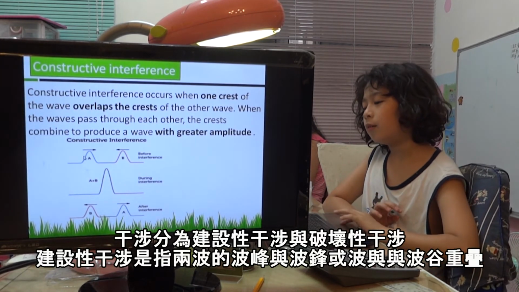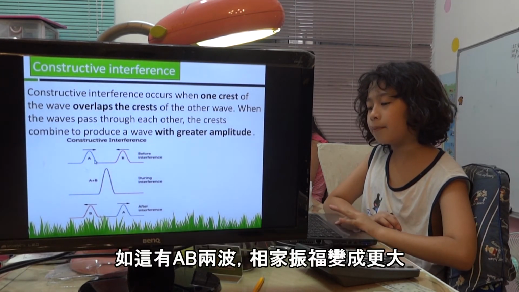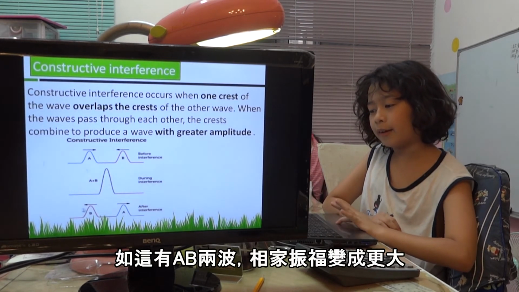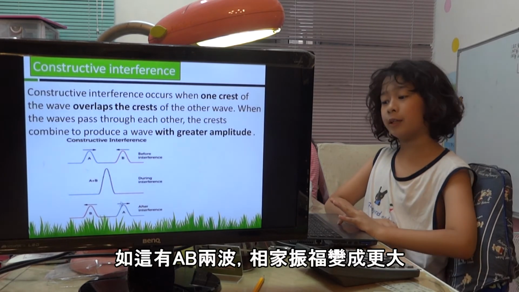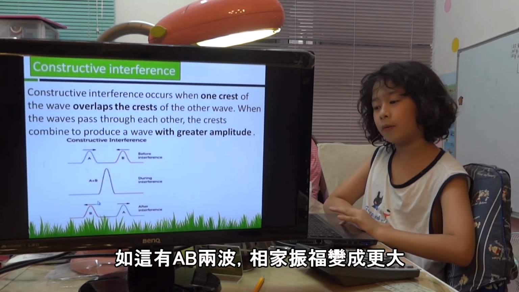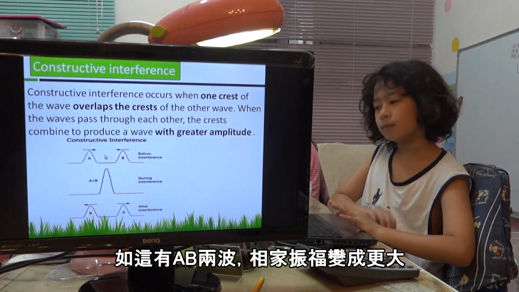Okay? So this is wave A and B, and this is A plus B. And then they just go here, B goes here, A goes here. So this has a very big amplitude. This is the amplitude of A plus the amplitude of B, which will be A plus B.